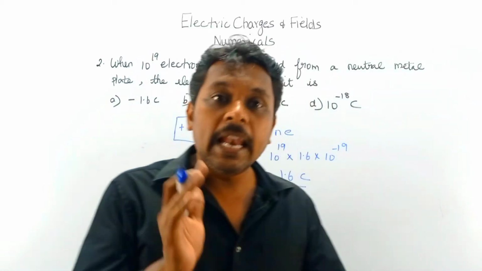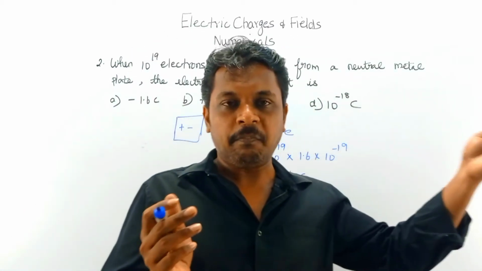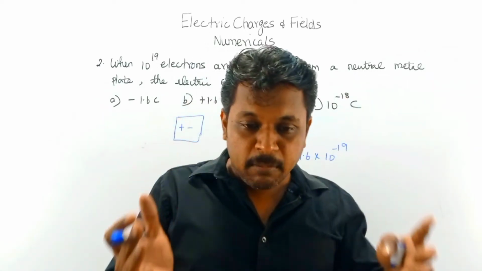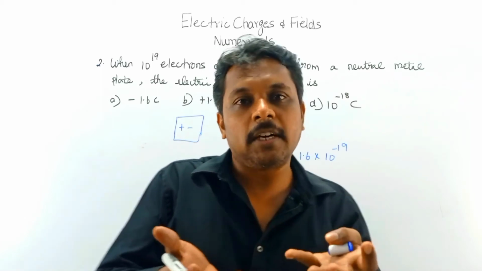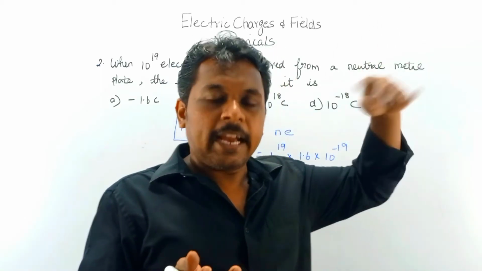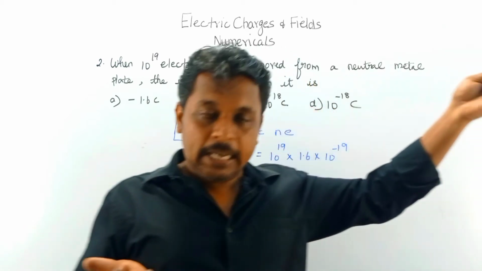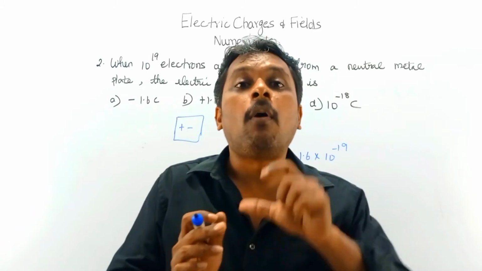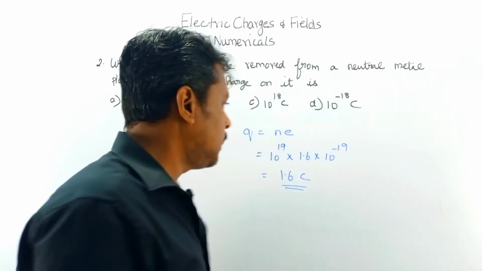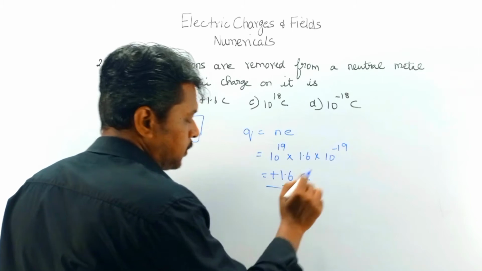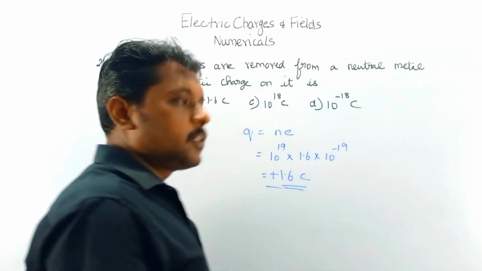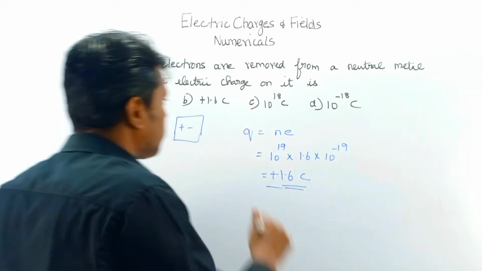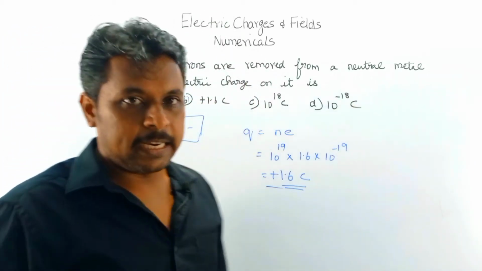Electrons are removed from a neutral plate. It means the plate remaining consists of an excess of positive charge, because it has lost many negative charges. So when electrons leave a plate, the plate becomes positively charged. So the charge will be positive. When electrons are removed, it is positive; when there is a gain of electrons, it is negative. So plus 1.6 coulomb is the right answer.